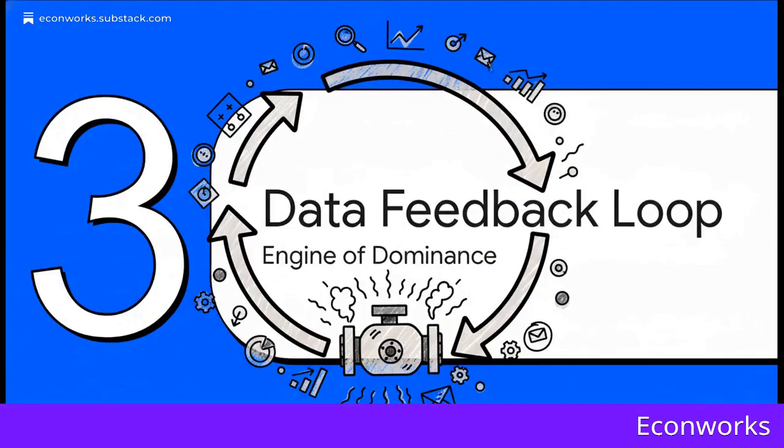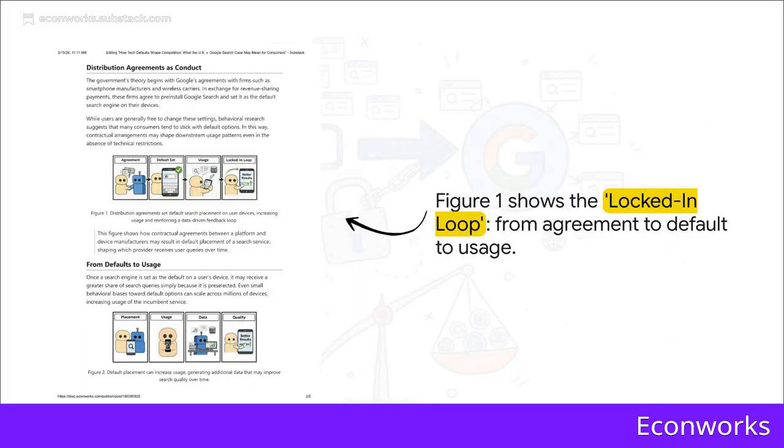But here's where the government's case gets a lot deeper. They argue it's not just about the money changing hands. It's about what those deals create. They claim Google has built this incredibly powerful self-perpetuating cycle, an engine of dominance. Let's see how they say it works. All right, take a look at this diagram. It really lays out the DOJ's core argument.